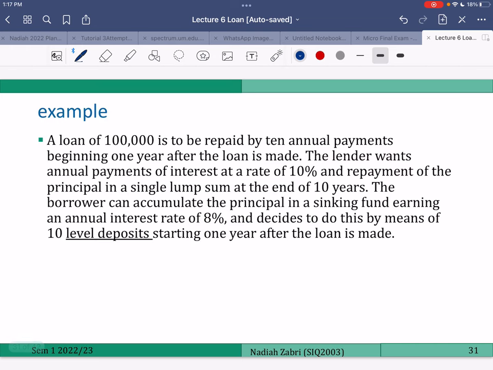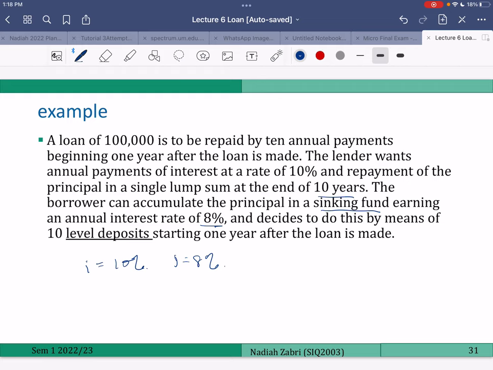A loan of 100,000 is to be repaid by 10 annual repayments beginning 1 year after the loan is made. The lender wants annual payment at an interest rate of 10%. I is 10%, and the repayment of the principal in a single lump sum at the end of the 10 years. The borrower accumulates in a sinking fund, earning 8%. So J is 8%. He decides to do this by means of 10 level deposits starting 1 year after the loan is made. So the deposits to the sinking fund are level as well.